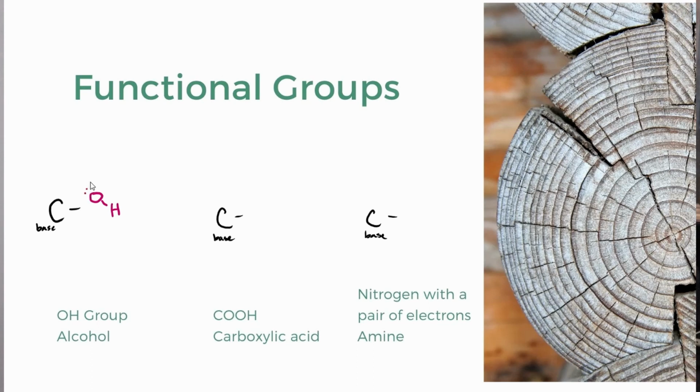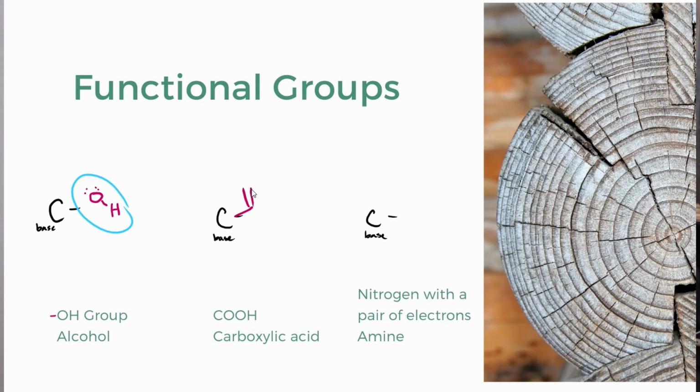So the first one's called an alcohol group. This is just an OH group. This picture here that I drew shows the extra electrons that are available. Basically, you can draw it with just an OH in the diagram, and that implies an alcohol group.